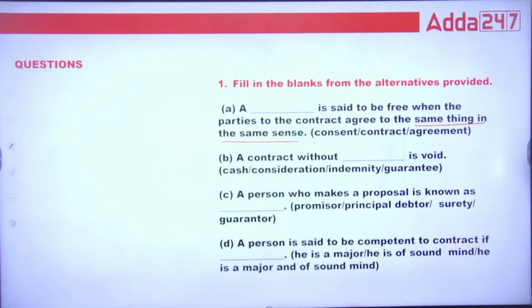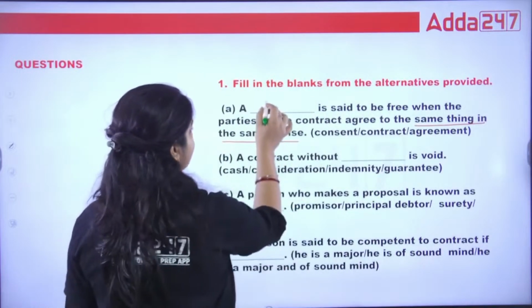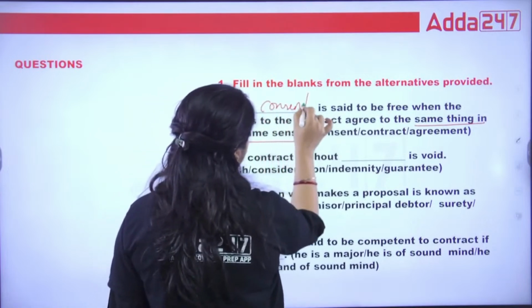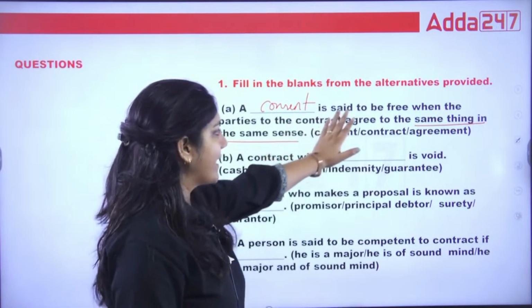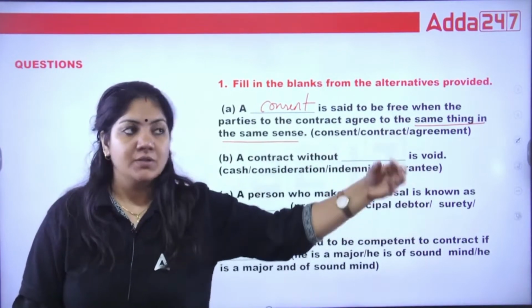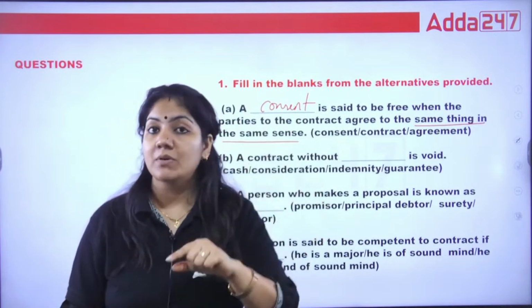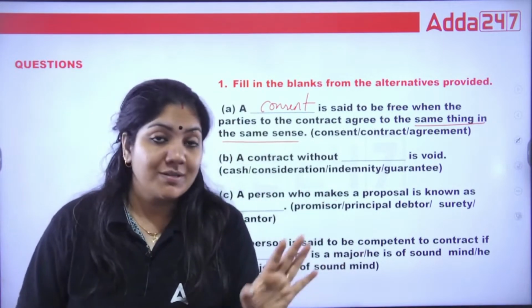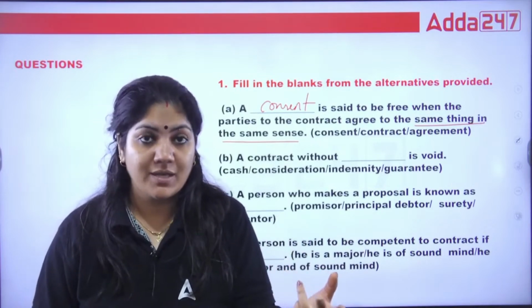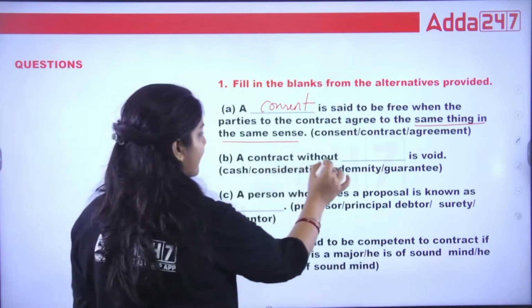Yes class, tell me. So class, as you can easily see, it is consent. Consent is said to be free when the parties to the contract agree to the same thing in the same sense. It means if Nikita ma'am wants to sell her red car, the opposite party also wants to purchase Nikita ma'am's red car. So same thing in the same sense. Suppose the opposite party thinks of a blue car and I'm thinking of a red car, so this is not the same thing in the same sense. That's why this cannot be a contract. For a contract, the parties should agree on the same thing in the same sense.